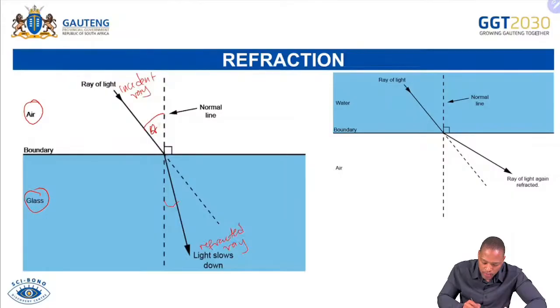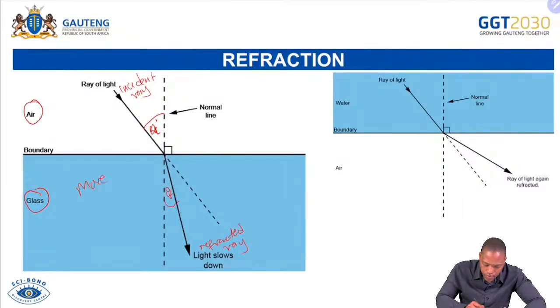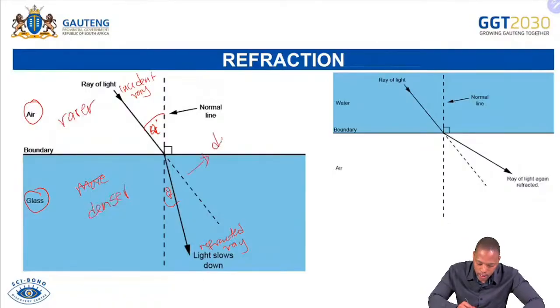So theta r is smaller than theta i in this case. Why? Because when this light ray entered the glass, which was optically denser, or which was denser, and this one was rarer, okay? When light entered the glass, which was denser, its speed decreased. So here we had a decrease in the speed of light.